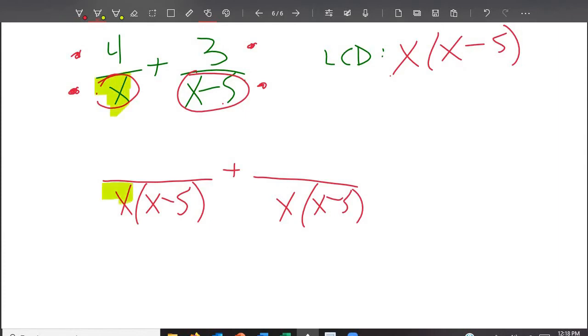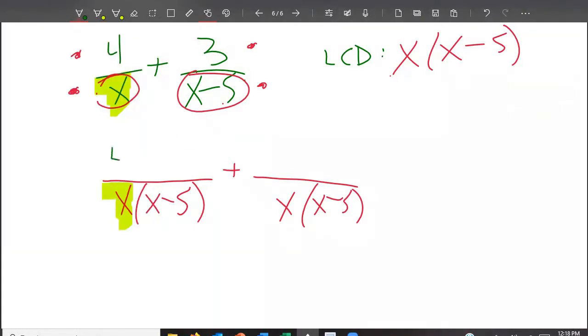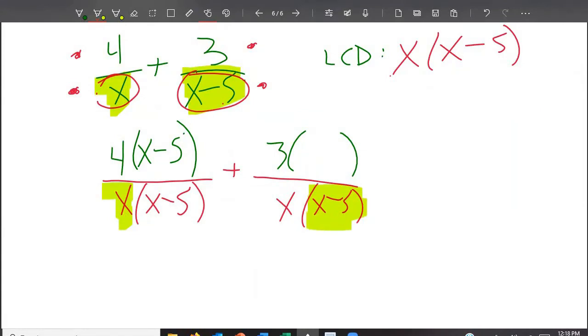This was the original. Notice I didn't highlight the x minus 5. Since I didn't highlight the x minus 5, that's what has to go in the numerator. Over here, let's highlight the x minus 5. What's not highlighted is the x, so that's what has to go in the numerator.